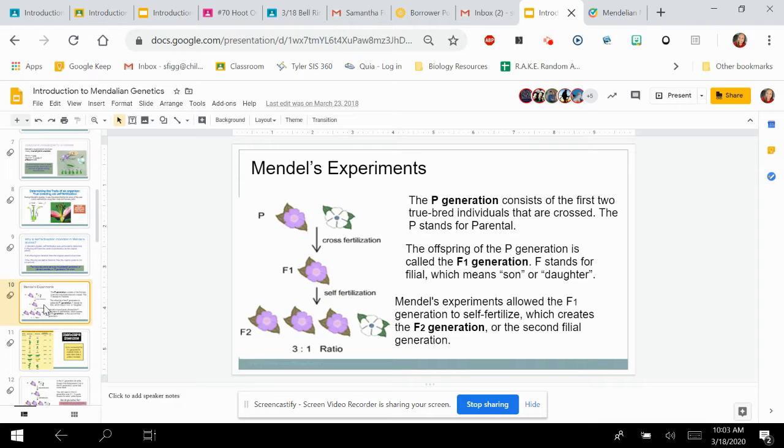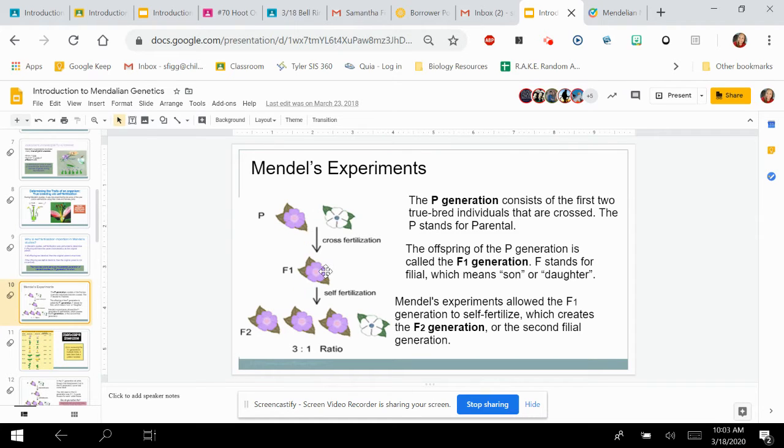So the big idea of Mendel and what he did was he had what he called true bred parents. So he had this purple parent and this white parent that he knew if he fertilized the parents with themselves over and over and over again, the purple parent would always produce purple offspring and the white parent would always produce white offspring.